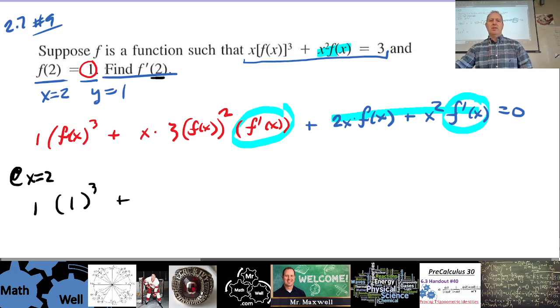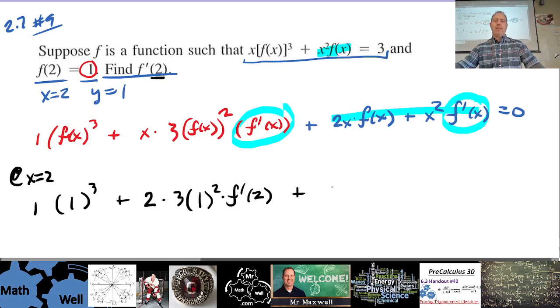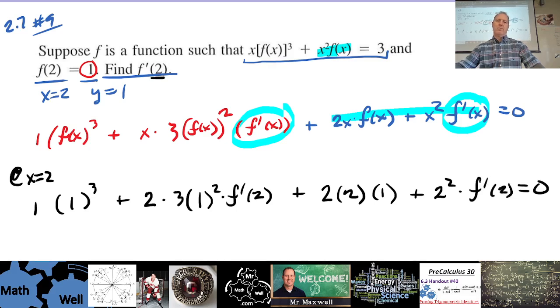X, in this situation, at this moment in time, is 2. So this is 2 times 3 times f of x, which is 1, times f prime of 2, because we put 2 in everywhere else. Again, this is one of the things we're looking to solve for. Then 2 times x, where x is 2 in this instant, and f of x is 1. X is 2, so that's 2 squared times f prime of 2 equals 0.